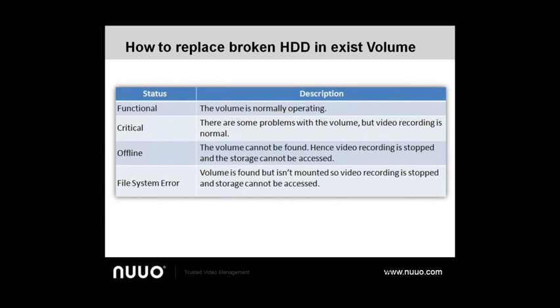And just for your reference, there are 4 statuses in the RAID status. First is functional, which means the volume is operating normally. The second one is critical, which means there are some problems with the volume, such as one disk having been removed, but it can still record normally because it is maybe RAID 5 or RAID 1. The third state is offline. The volume cannot be found. Hence, video recording is stopped and the storage cannot be accessed, so you need to replug the hard disk into the Crystal Titan NVR. And the last is a file system error. The volume is found, but it's not mounted, so video recording is stopped and the storage cannot be accessed, which means maybe this volume has broken.